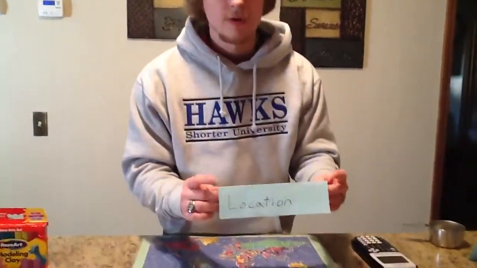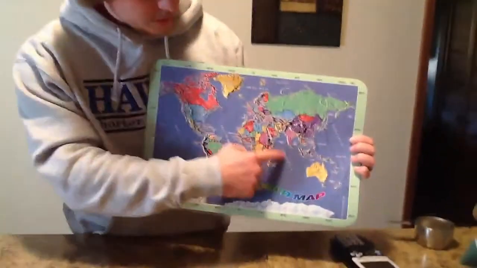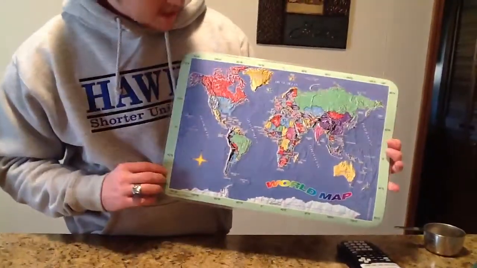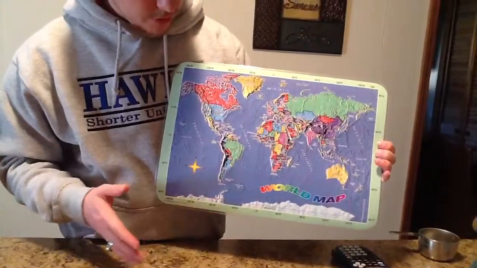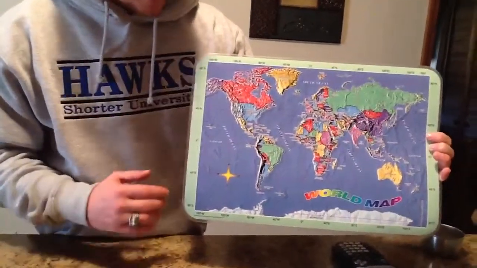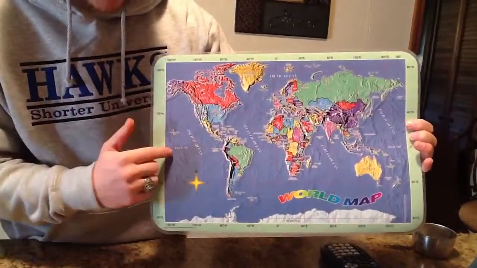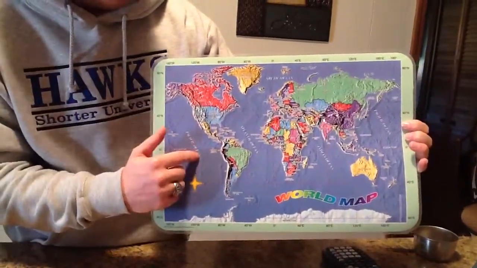Okay, and then the next thing that the standard talks about is location. Here I have a world map, and like I said, it's important to have the oceans on it. What I would do is provide my students with a worksheet and ask them questions. For example, what ocean completely surrounds the Hawaiian Islands? They're going to have to use the map and find the Hawaiian Islands, and then they can see it's completely surrounded by the Pacific Ocean.